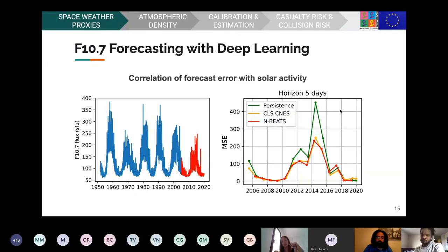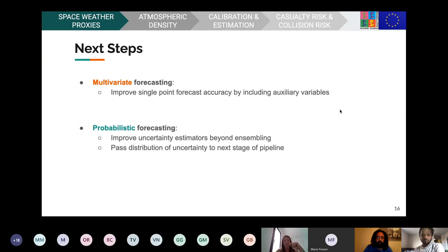So to briefly summarize and list the next steps of this particular part of the pipeline, we found that using the novel univariate NBeats deep learning architecture outperforms operationally used statistical methods and achieves comparable results to neural network approaches despite having used less data.